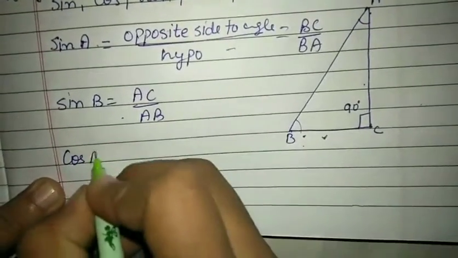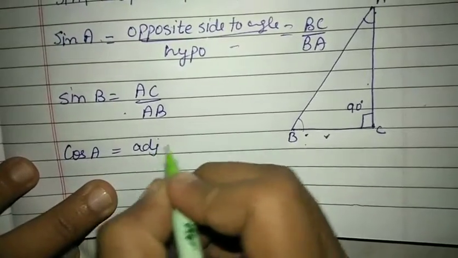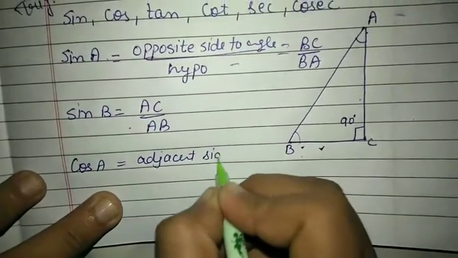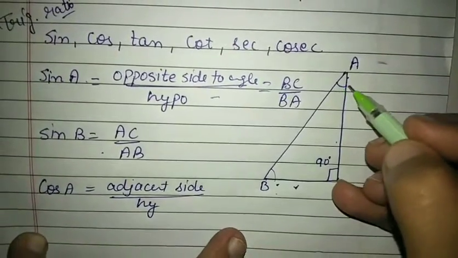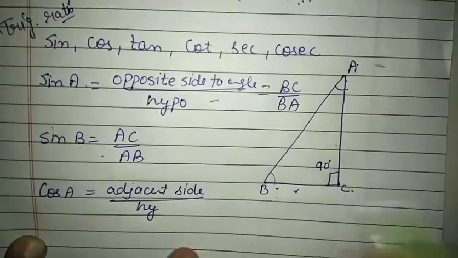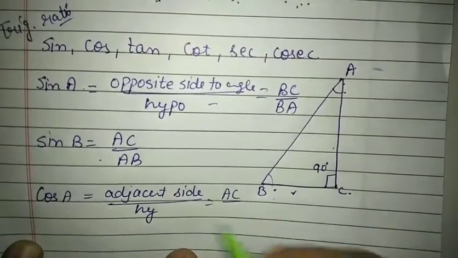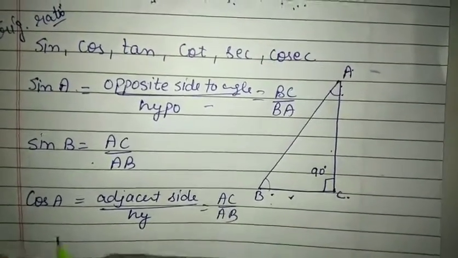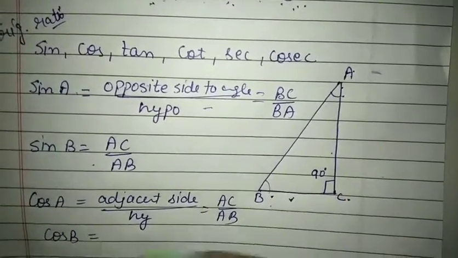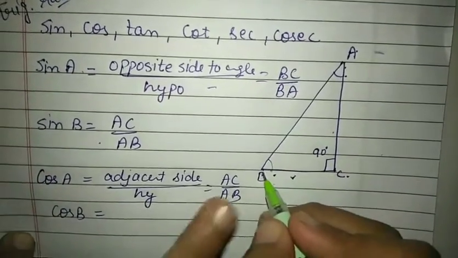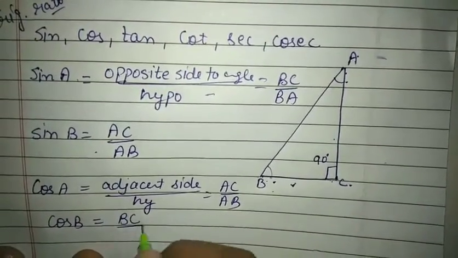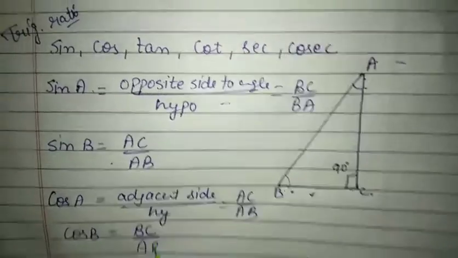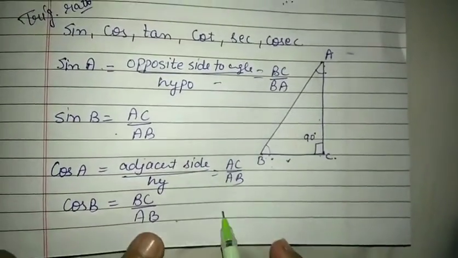Similarly for cos, the formula for cos is equal to adjacent side to the angle by hypotenuse. Now the adjacent side of angle A is AC. So the formula becomes AC by hypotenuse, which is AB. And for cos B, B is this angle and the adjacent side is this BC. So the formula becomes BC by AB. You can see the difference.